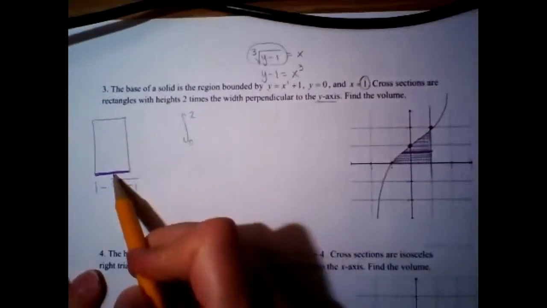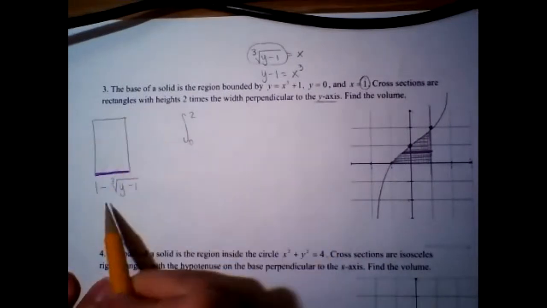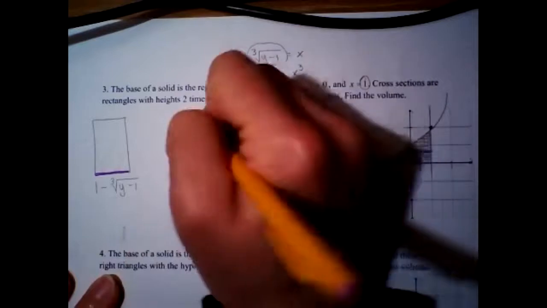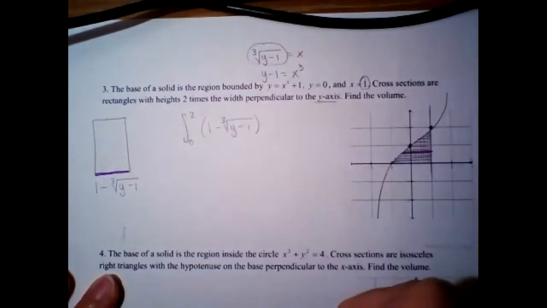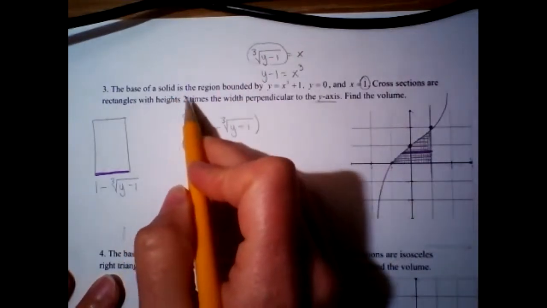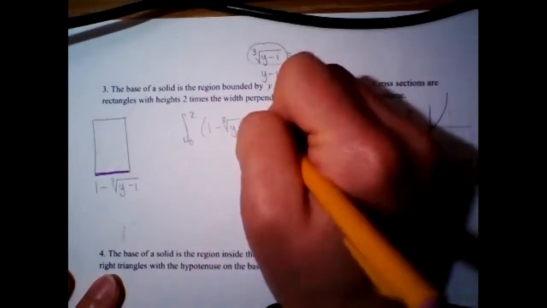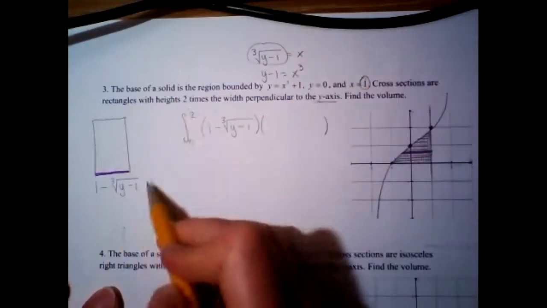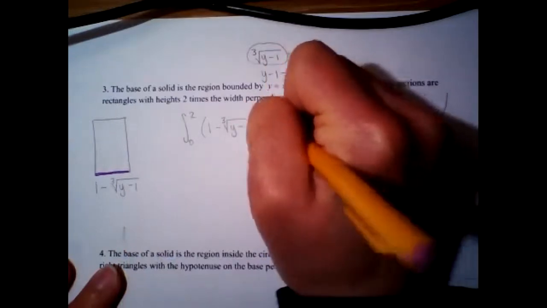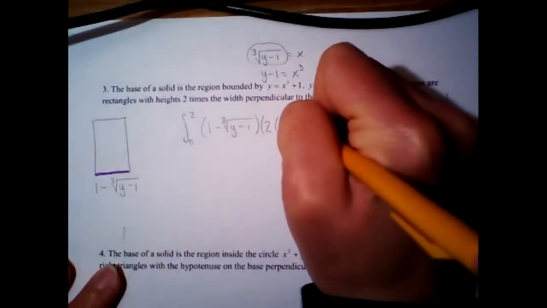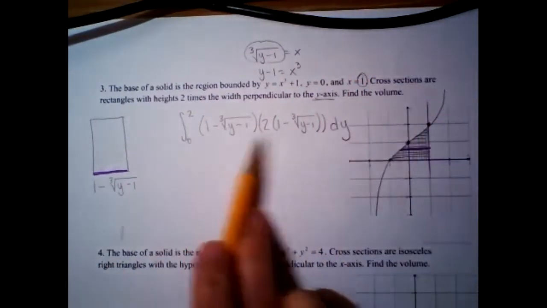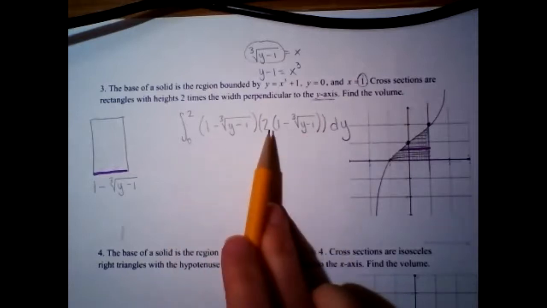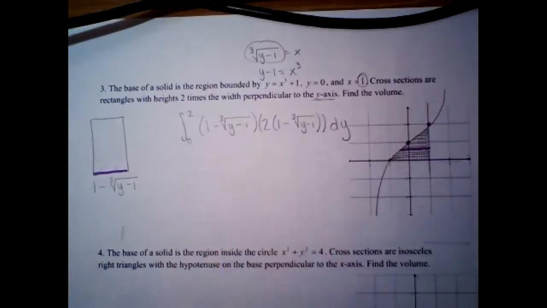So area of a rectangle is base times height. So the base is this, 1 minus cube root of y minus 1. That's the base. Now the height, it says the height is 2 times the width. So the height is going to be 2 times this. And then dy at the end. So the base and the height, it's the same statement, but the height is 2 times the base. Now, don't worry, you would not have to do this one by hand either. We are going to type this in.